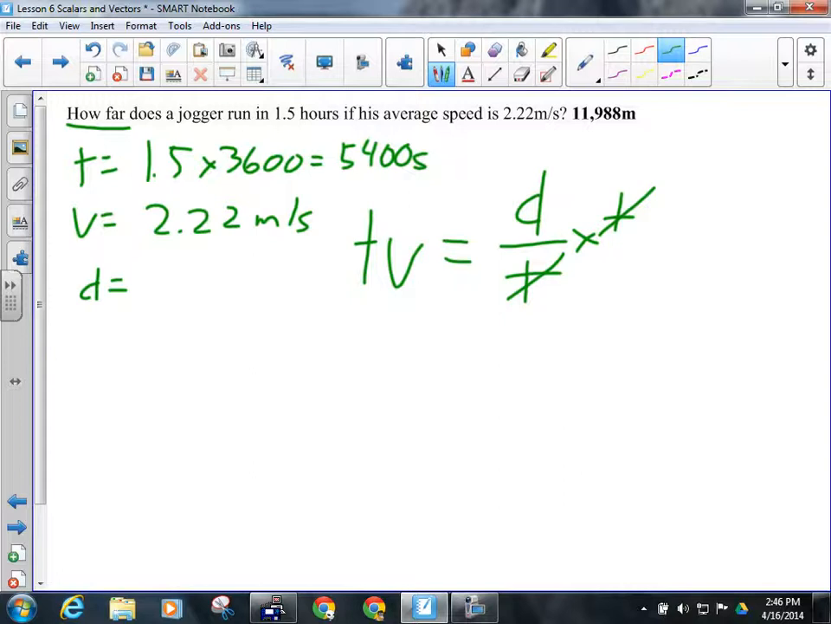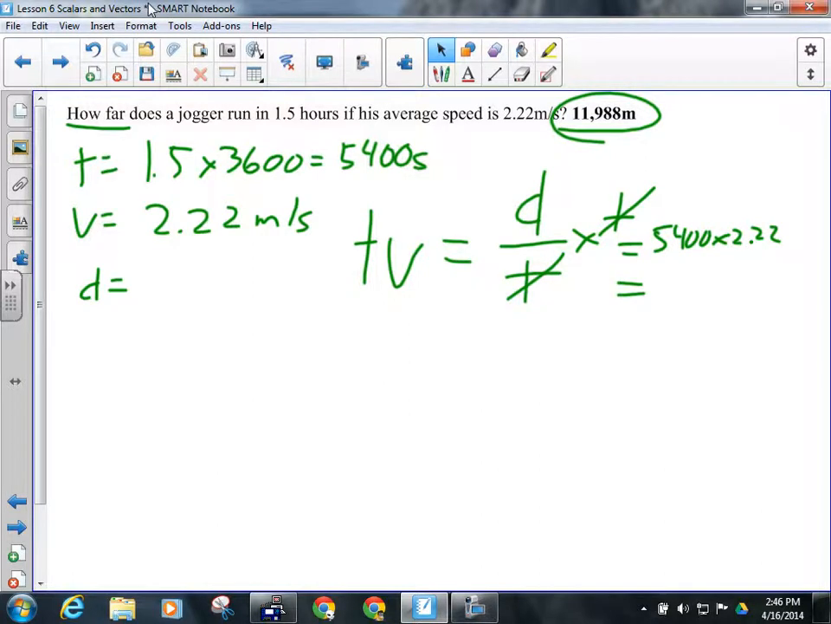If we remember those two rules, we don't need triangles, which will fail us on the next formula I teach you anyway, because it's got more than 3 variables. All right, so T times V equals D. We'll take our time, 5,400, and multiply by 2.2. And that'll tell us how far we're going to go. It should come out to 11,988 meters. Everybody okay with that? Manipulating's not too tough, right?